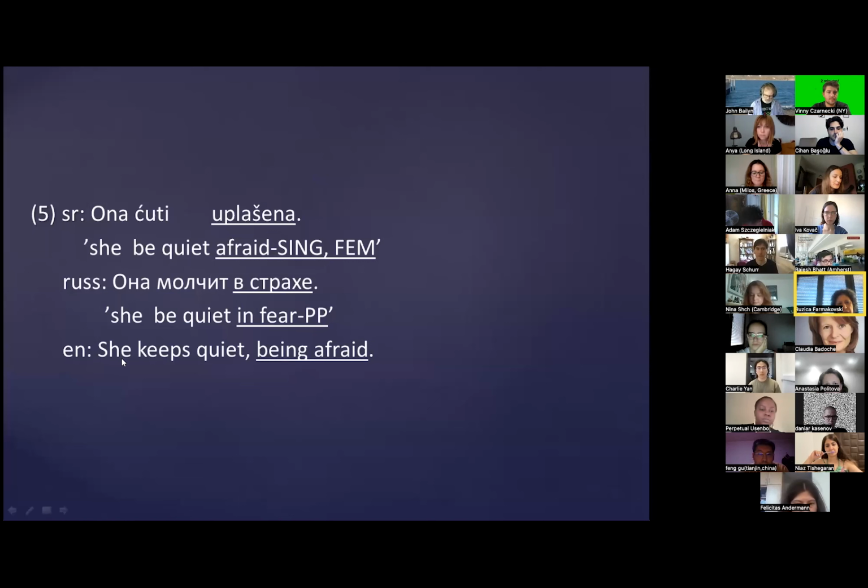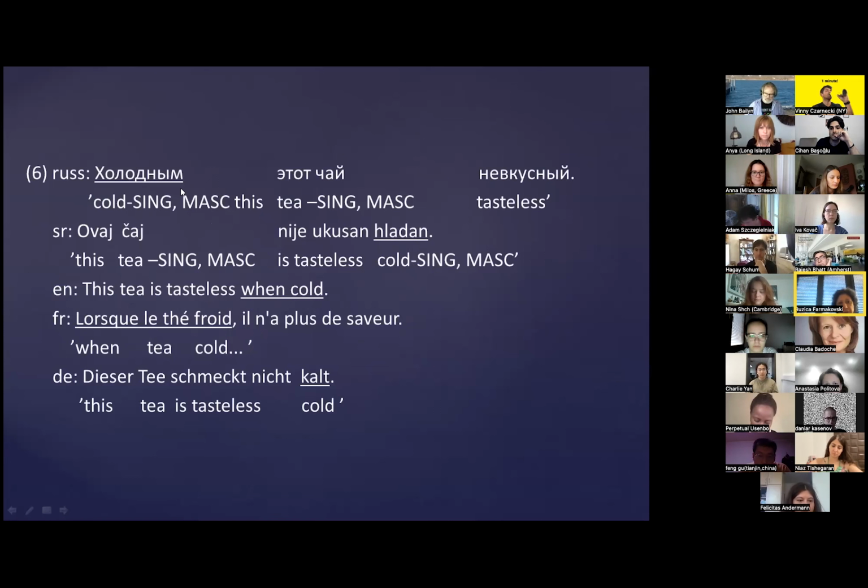Here is an example. She keeps quiet, being afraid, but the starting point is actually the Serbian language. She, be quiet, afraid, adjective singular feminine. But the Russian equivalent is in the form of a prepositional phrase, in fear. In English, we have that being afraid that I also mentioned.